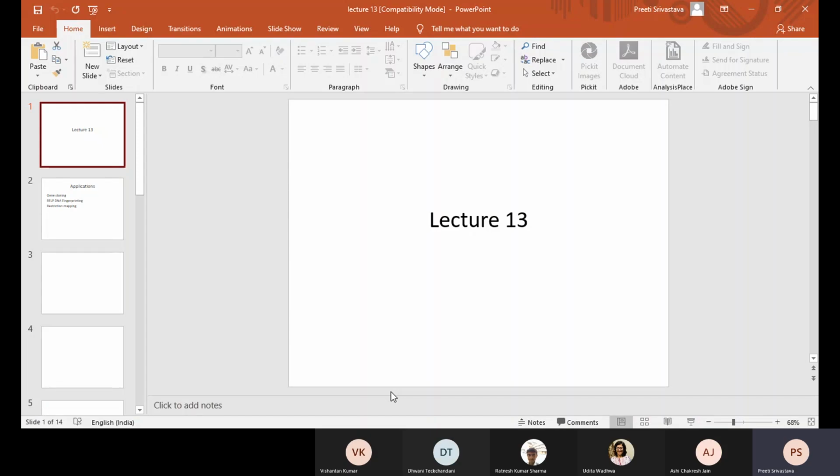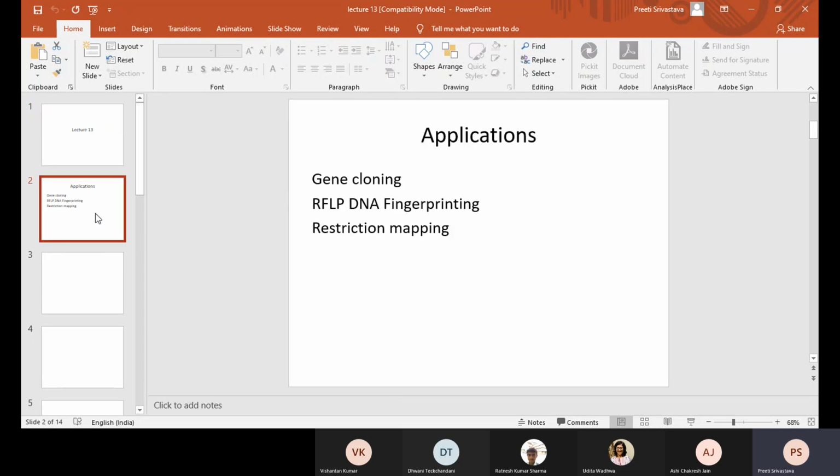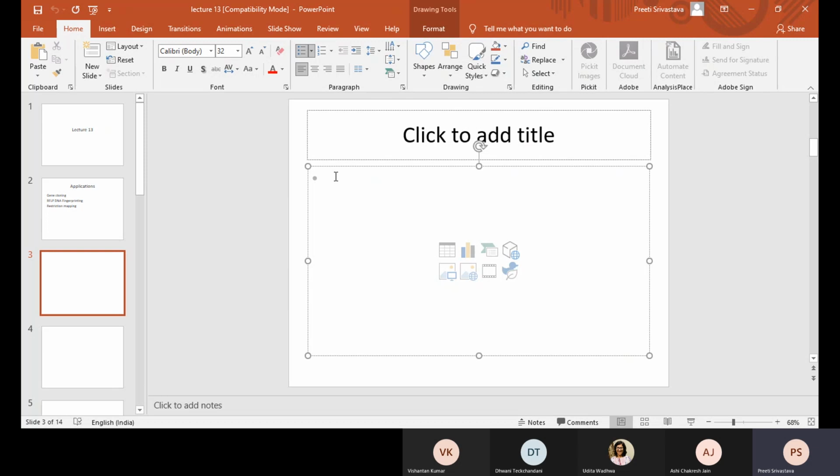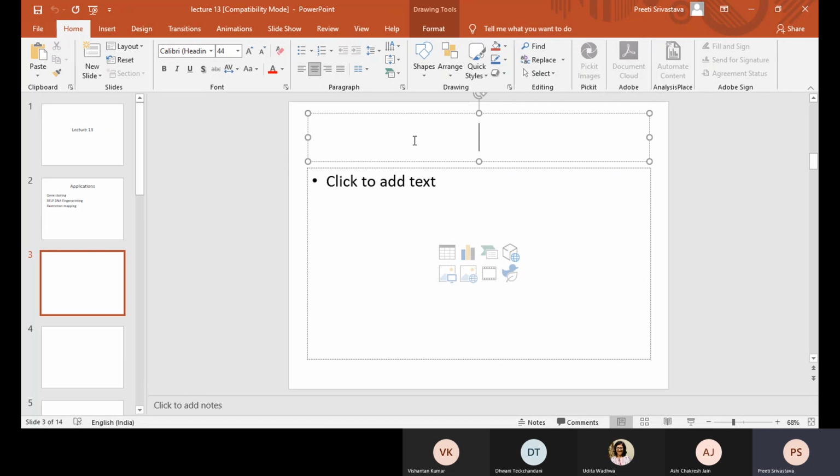Okay, so we were discussing in the last class the various applications of restriction enzymes, and I told you that they can be used for gene cloning, and for restriction fragment length polymorphism, which in turn is used for DNA fingerprinting as well. And then you can also do restriction mapping, and we discussed that you can use restriction enzymes to prepare a restriction map of small plasmids, right? So I hope this part was clear to everyone.